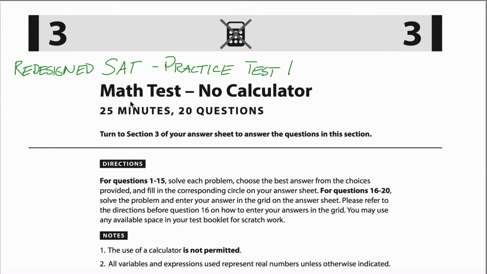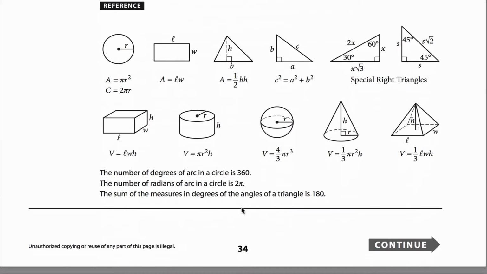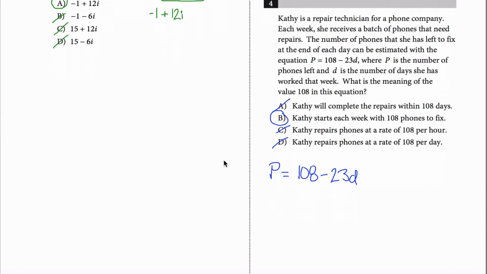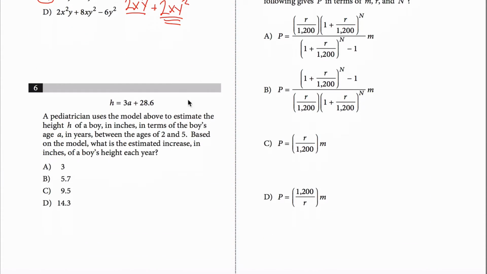All right, in this video, I'm going to work a little bit more on this redesigned SAT practice test 1. So this is section 3, which is the no calculator portion of the math test. In this video, I'm going to do problems 6 through 10. So in a previous video, I did 1 through 5 here. Now I'm going to talk through 6 through 10.